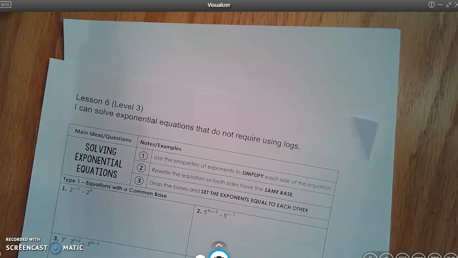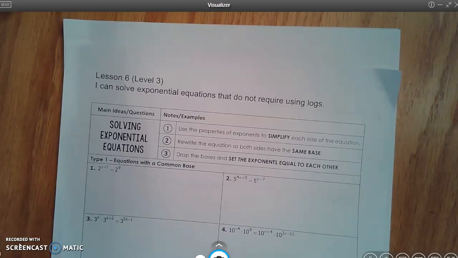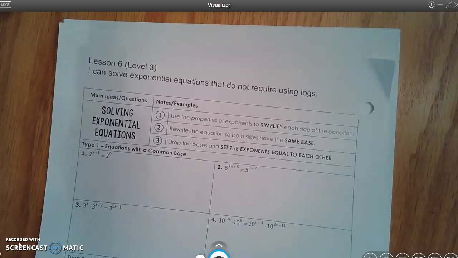If you read through the directions, it tells you that you need to use properties to simplify. Then from there, rewrite the equation so that they have the same base. And last but not least, you're going to set the exponents equal to each other and solve.